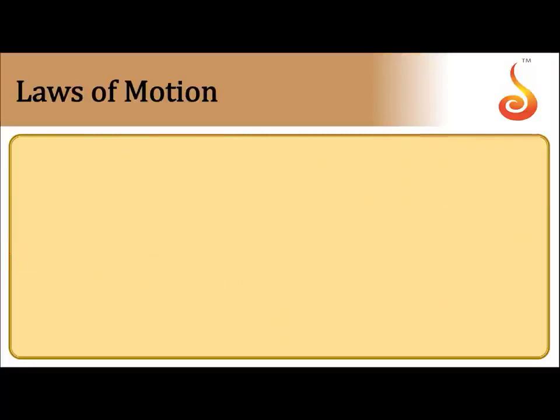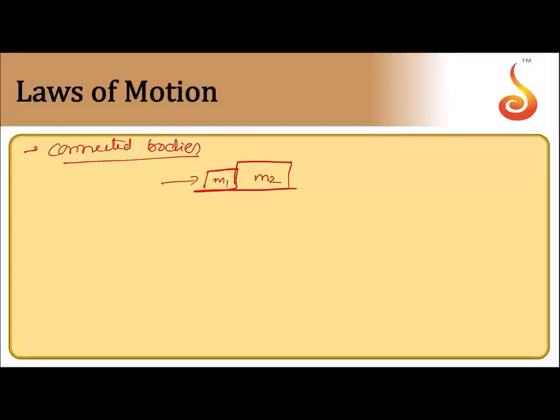Let us consider one more case. Connected bodies. We have two bodies in contact, like this. This is of mass m1, this is of mass m2, and we apply a force F from left. Two bodies are kept in contact, force is applied on the block of mass m1.